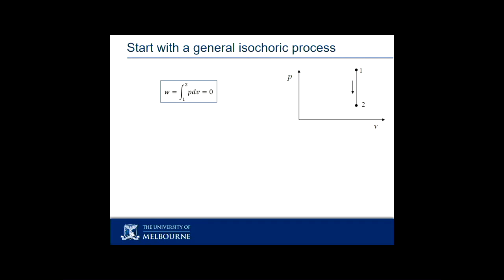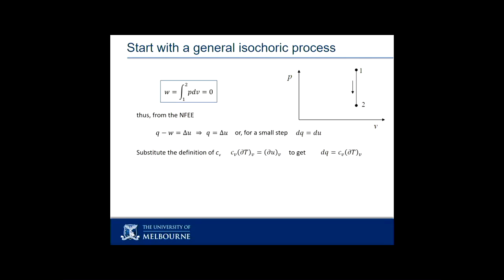So work, area under the graph, equals 0, and then from the non-flow equations, all I've got is Q equal to change in energy. I've dropped Q minus W equals delta U. If work is 0, I've got Q equals delta U. All right? So for a small step, dQ equals dU. The change in heat transfer equals the change in internal energy.